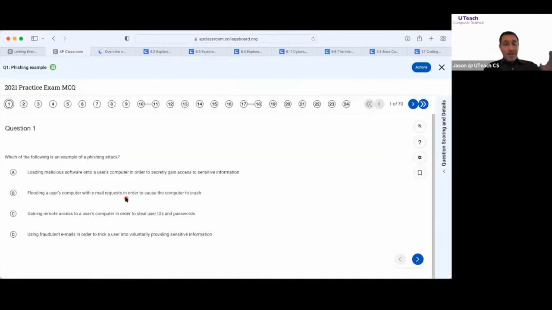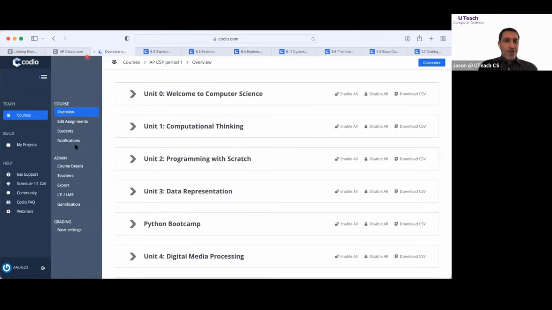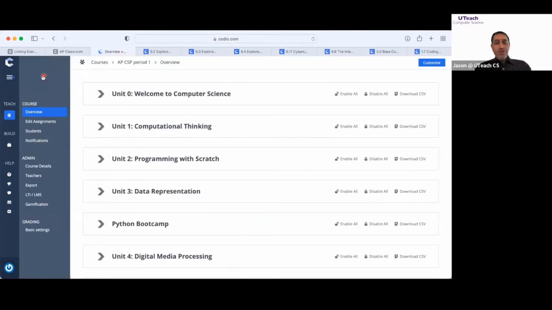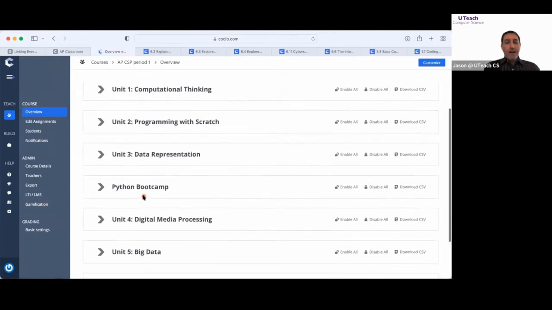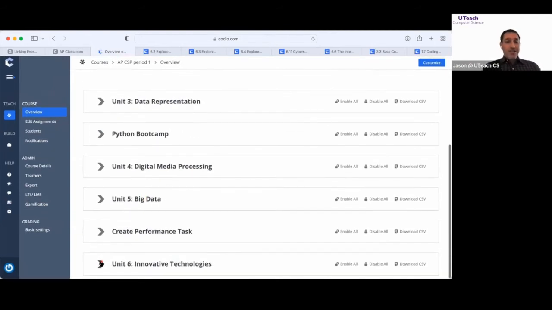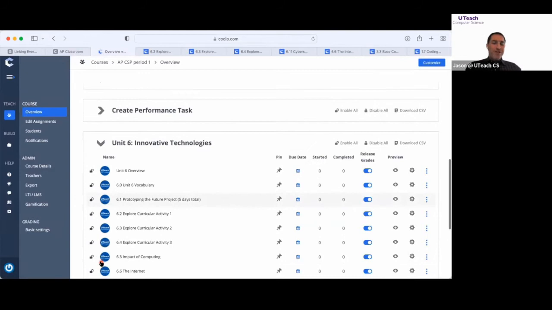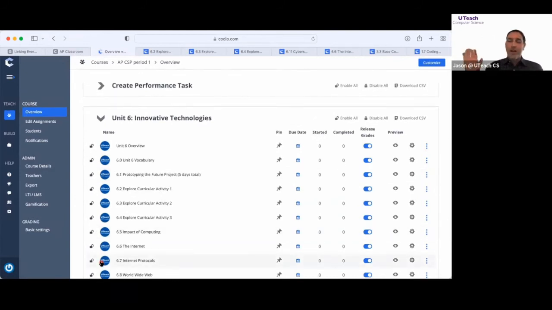So we are mapping all of these questions back to Codio, okay? Because in Codio is where all of our assignments are. Now, just to give you a heads up, remember, you can print our assignments if you want to. So you're about to learn that if you do all of Unit 6, you can cover over 25 questions on the multiple choice part.